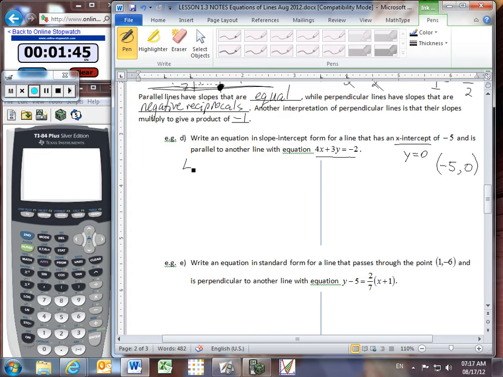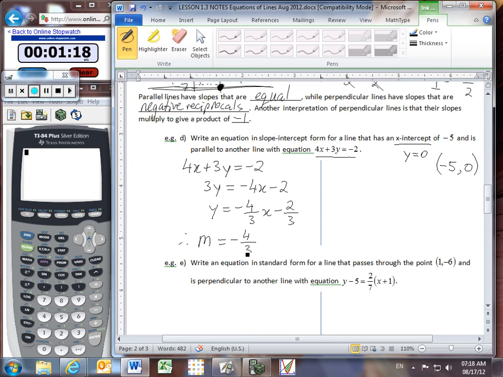So let's start with that other equation and figure out its slope. So that means that I should put it into slope-intercept form, which means I'm isolating my y value. So let's get the y alone and divide everything through by 3. And I can see that my slope of this line is equal to -4/3. And our line, which is parallel, must also have a slope of -4/3.